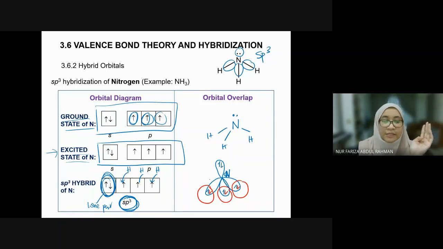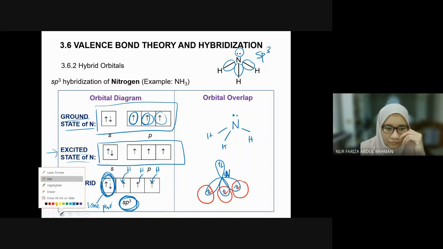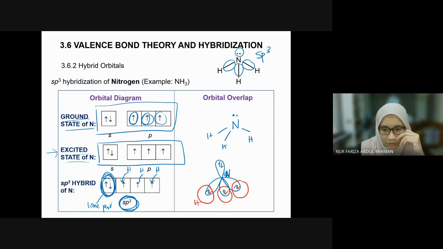Both come from nitrogen. That's why I draw both electrons using blue ink, the blue color here. Label, hydrogen. So this is sigma, this is also sigma, and this is also sigma. What is this? This is the lone pair.